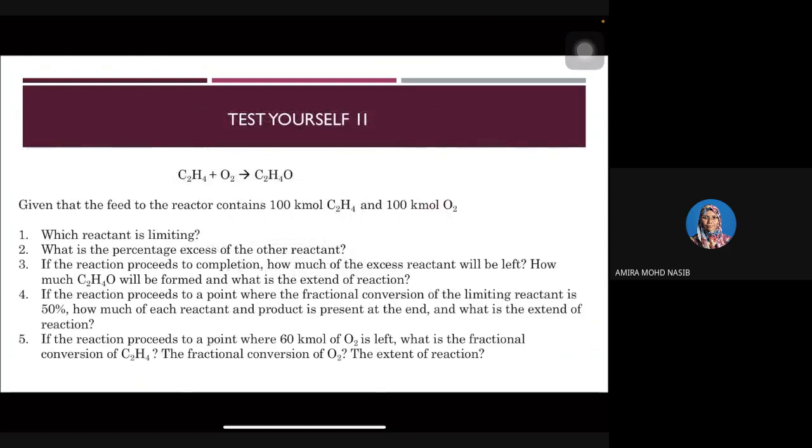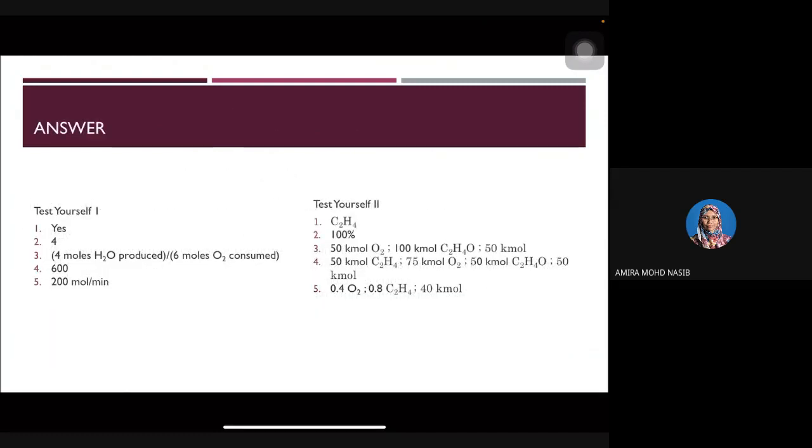Okay, that's all. You can try it yourself with this practice, test yourself too. The answers for the previous test yourself and test yourself two are here. So please try. And if you don't get the answer, then we can discuss again.